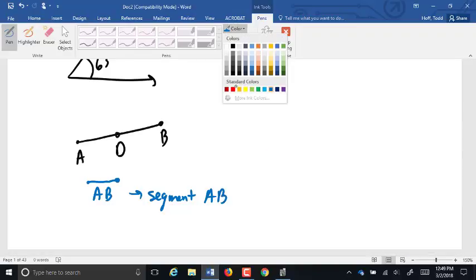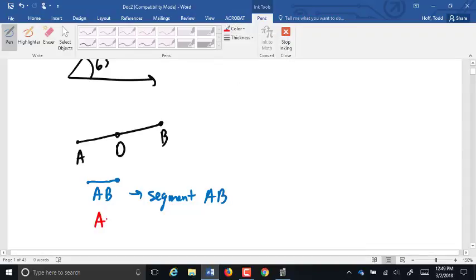But if I just list it as AB without that symbol above it, what that's really saying is the length of segment AB. Or the distance from A to B, if you look at it that way. That ray that we had.